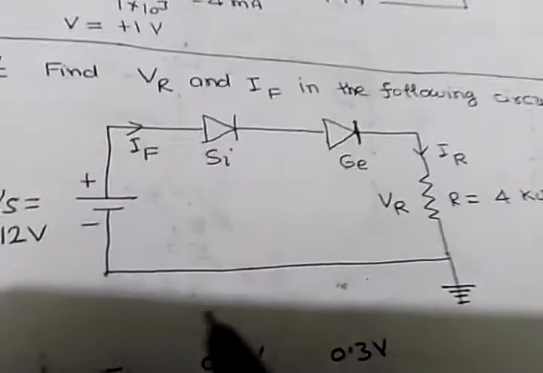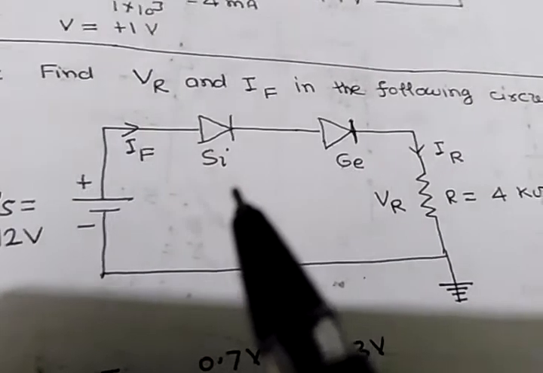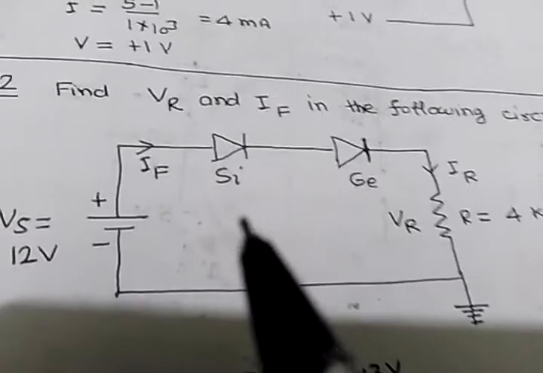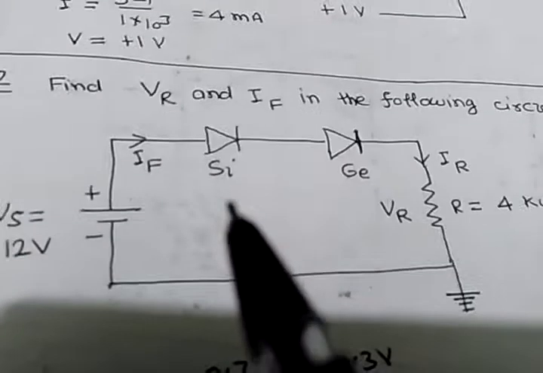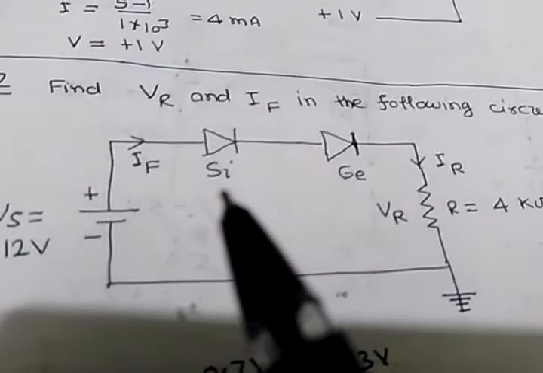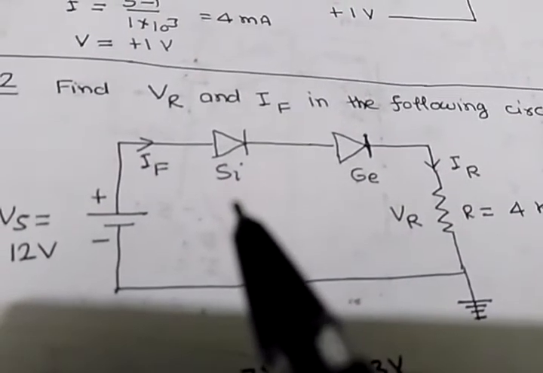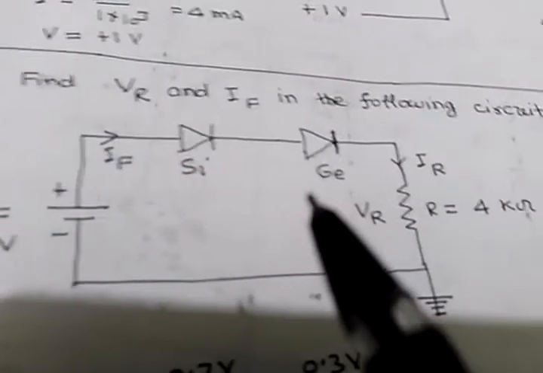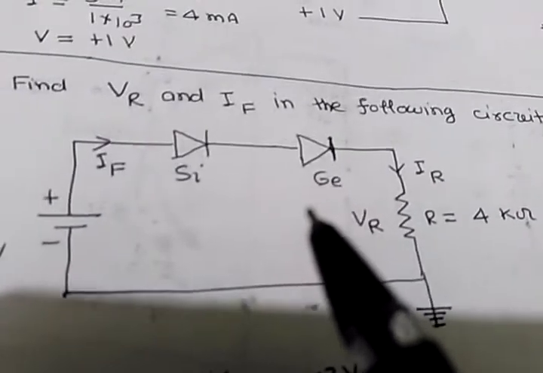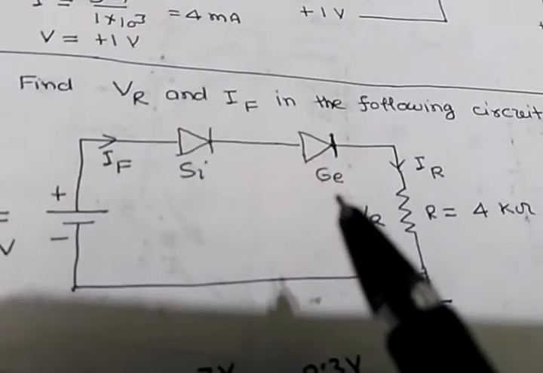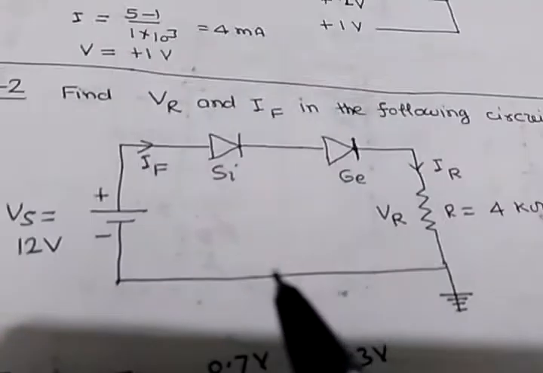We already know when silicon diode is in forward biased condition, the voltage across it is taken as 0.7 volt, and when germanium diode is in forward biased condition, then we consider the voltage across it as 0.3 volt. It means this circuit can be redrawn like this.